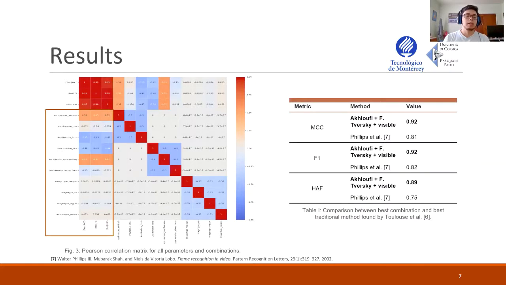We can also see that there are architectures that have strong correlations to the evaluation metrics, and in contrast, the 4 image types have very, very weak correlations to the segmentation performance. And the best combination that we choose is the Aglofi architecture, the focal traversal loss and visible images, and we can see that it outperforms the best identified traditional method.